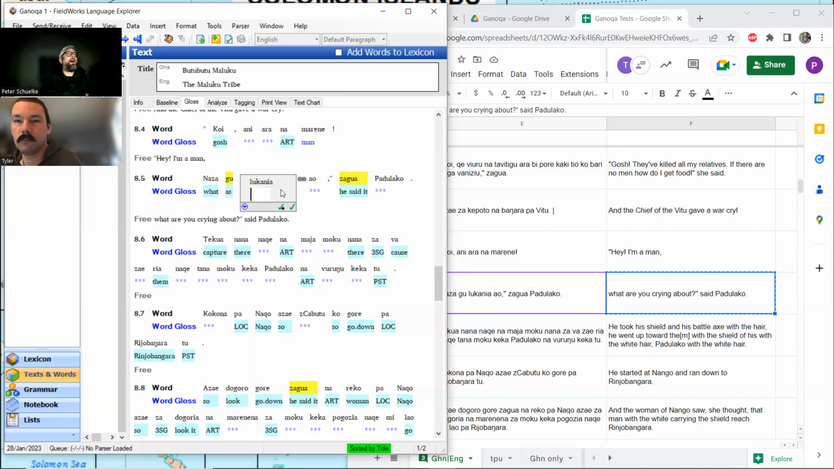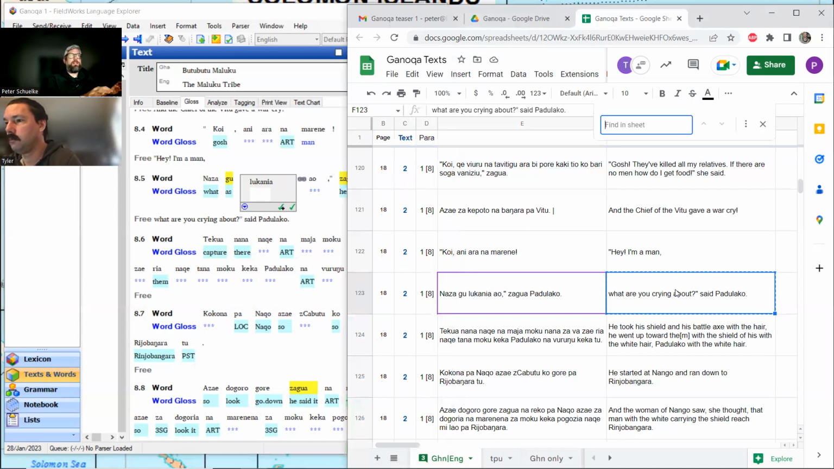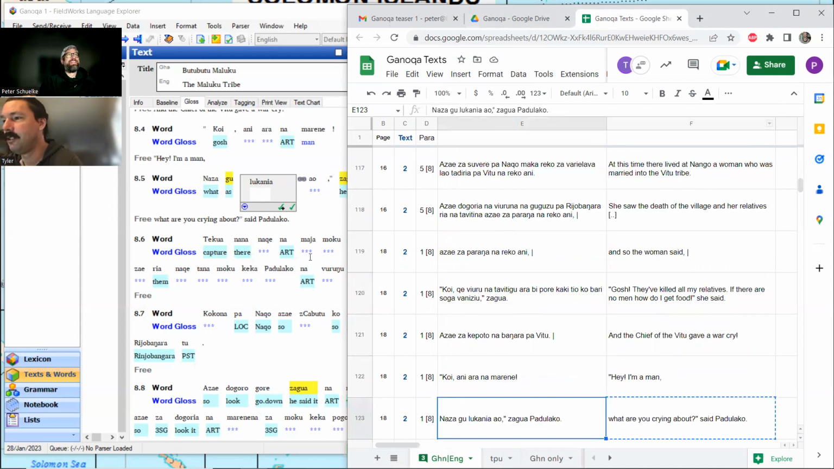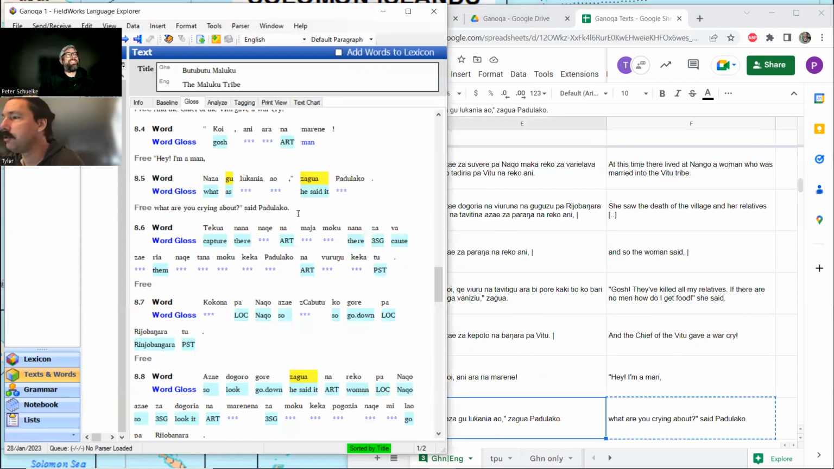However, what are you crying about? What is the object there? Naza. That's great. Ia is indexing the object. But notice it's about. I think this about is giving us a hint that this is a combination of ni and ia. But I can't be for sure. Let's see if we can see Luca anywhere else in the text. No hits. No. Just not enough weeping in our stories so far.